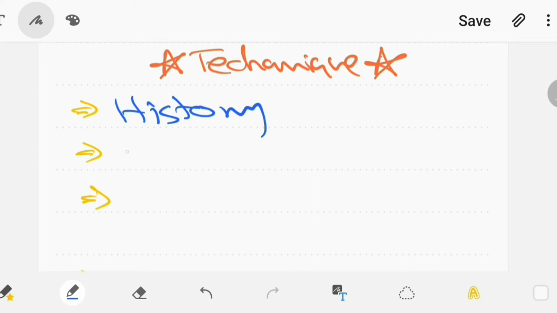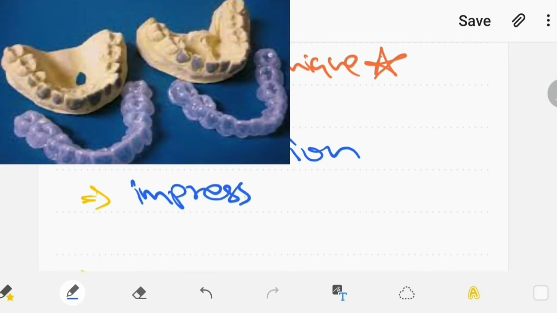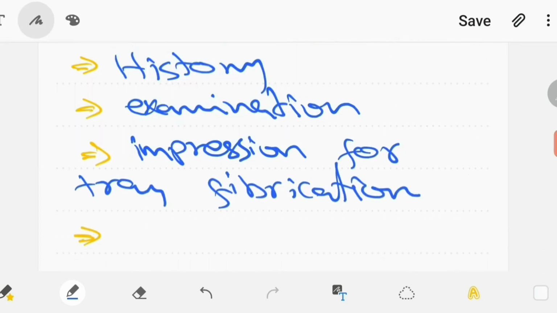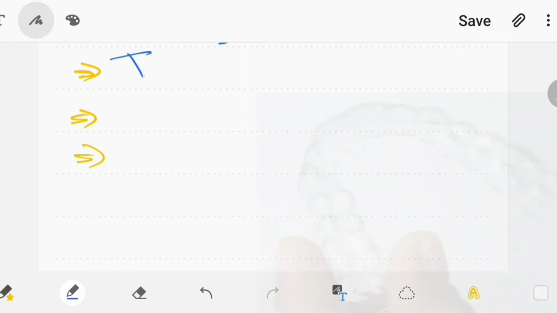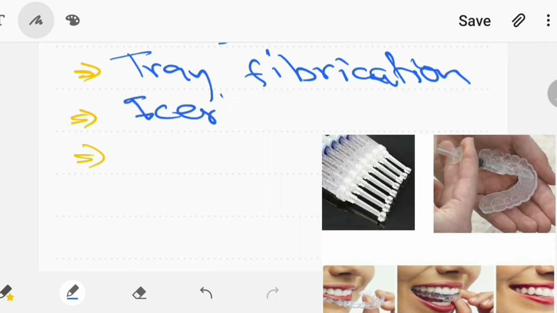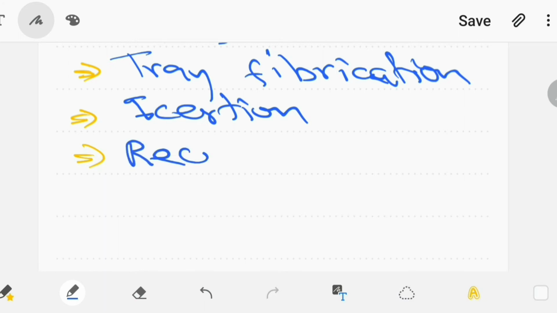Then we do clinical examination. Then dentists have to take impression for tray fabrication. Then the tray is fabricated. Insertion of the tray, and we have to advise the patient for recall visits to assess the progress and compliance.